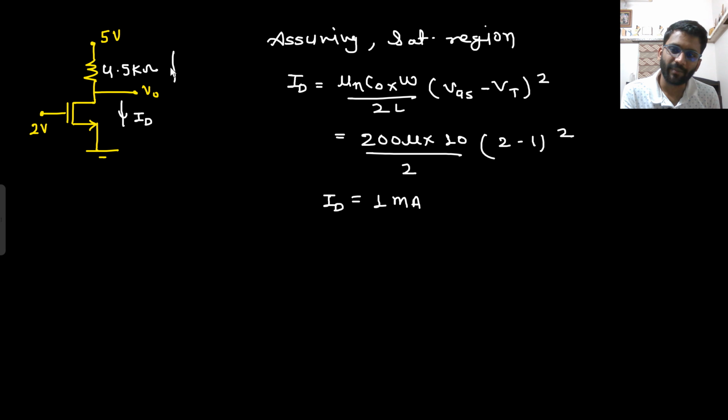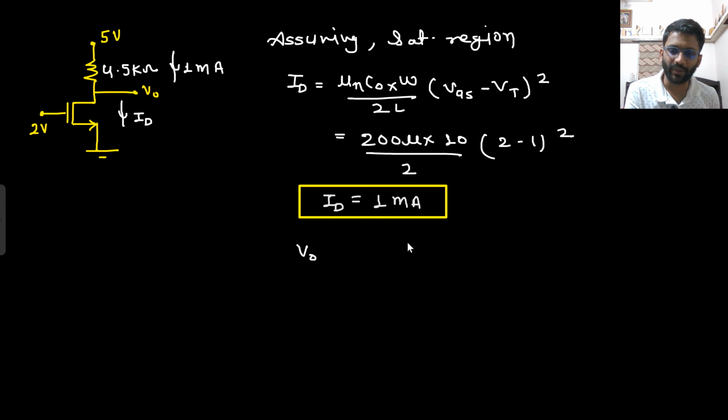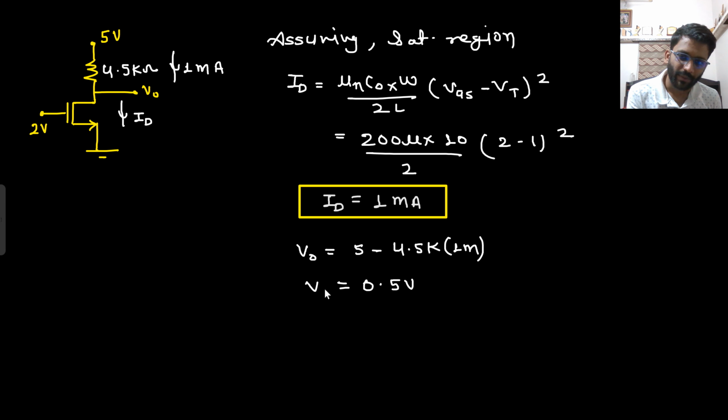If this current is 1 milliampere, tell me what will be the value of V naught? V naught will be 5 minus 4.5 kilo ohm into 1 milli, right? So V naught will be 0.5 volt.